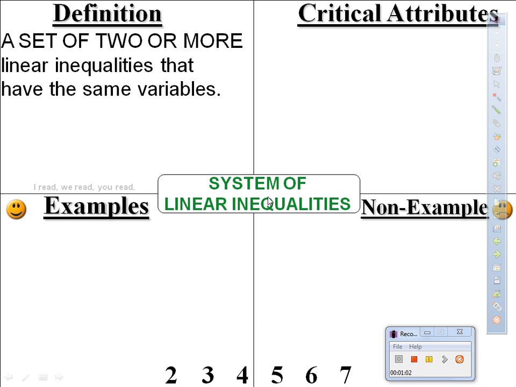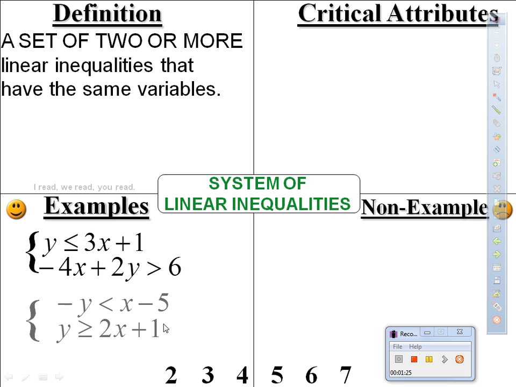It says systems of linear inequalities: a set of two or more linear inequalities that have the same variable. Isn't that definition very familiar? Kind of like systems, is that correct? Now let me show you examples. Here's one, here's another. Do we have two or more here? Yes. Do they have the same variable? Are they linear inequalities? Yeah, there's the inequality symbol. How about this one? Yes, two or more linear inequalities because they have the inequality symbol. And do they have the same variables? Yes.